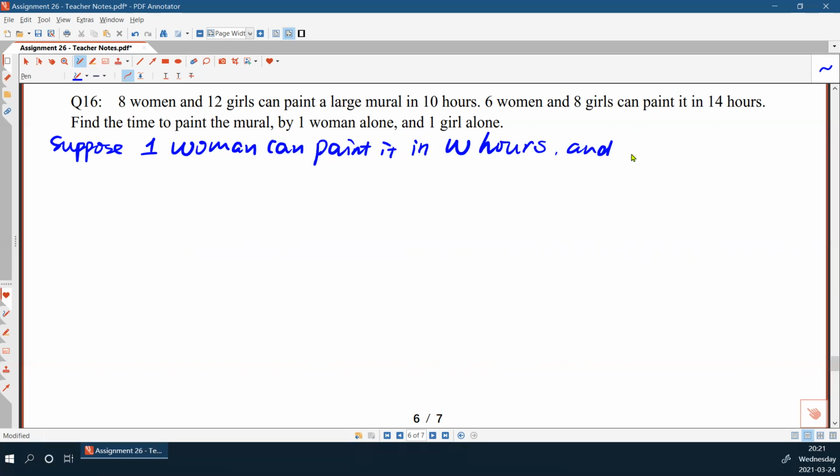And one girl can paint it in G hours. So that means we want to know the value of W and G, right? Okay, so what information do we have here? A woman can paint it in W hours. That means the work rate of this woman is 1 over W, right?